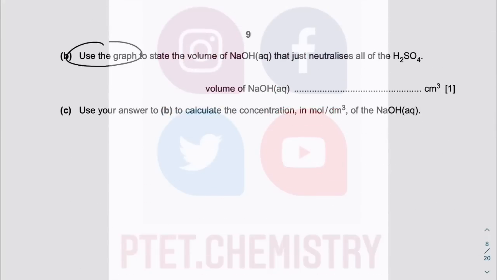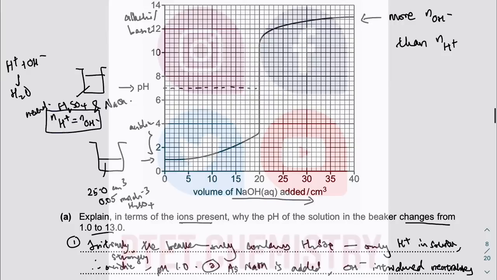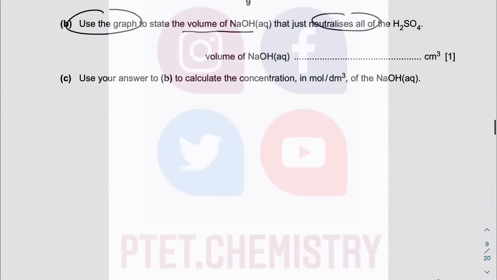Use the graph, state the volume that just neutralizes. I think I showed you pH 7 there just now. pH 7, so there's a straight vertical line, so it's 20 cm cube. 20 cm cube. Now you need to do the calculation.